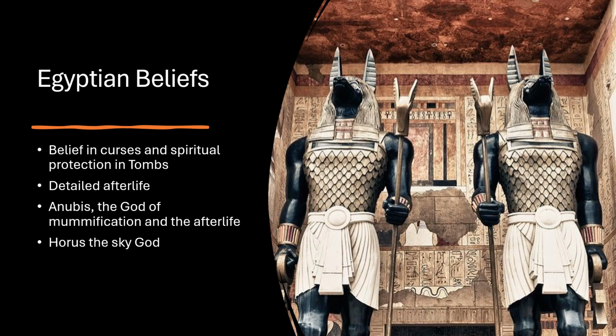The belief in curses and spiritual protection in tombs was accurate, besides the supernatural elements of it. For the detailed afterlife, they used spells, amulets, and prayers to guide the dead through the afterlife. And Anubis, the god of mummification in the afterlife, was shown throughout the movie, like for the statues, and so was Horus, the sky god.